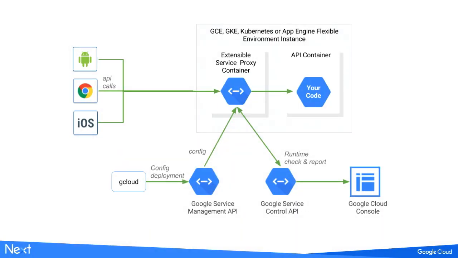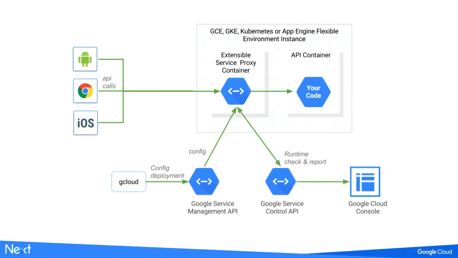So this is kind of what the architecture looks like. You can place your calls from anywhere. Here we show them from an Android app, an iOS app, a browser. Of course, it can be another service. But all of your web traffic is routed through this proxy. It's an Nginx-based proxy. And that's the proxy that actually does the work and decides whether or not a call gets through. That thing receives config from a service we call the Google Service Management API.